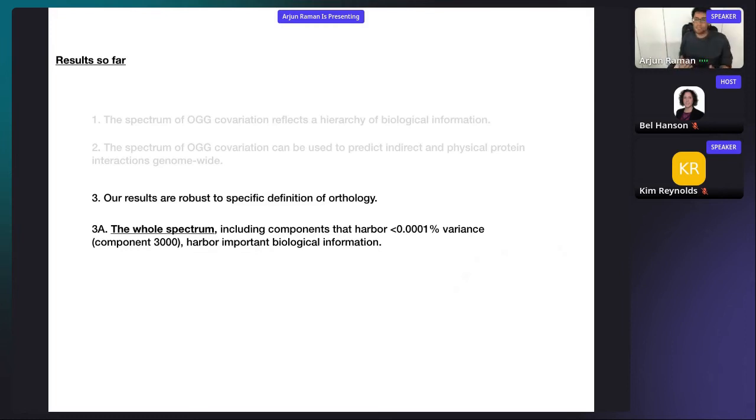Okay, so the last result based on the last piece of data is that these results are robust to the specific definition of orthology. And I would say a takeaway point right now is that the whole spectrum, including components that harbor a minutia of data variance out to component 3000, harbors important biological information. That is non-random statistical signal that tells us about patterns of interactions at very specific and precise scales versus those that are global scales, a la phylogeny.